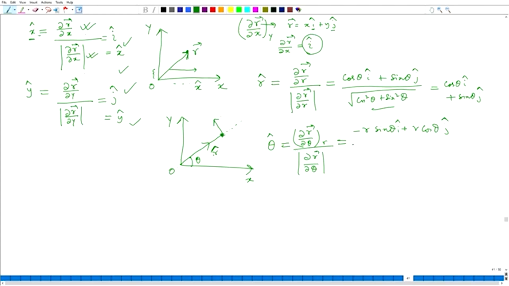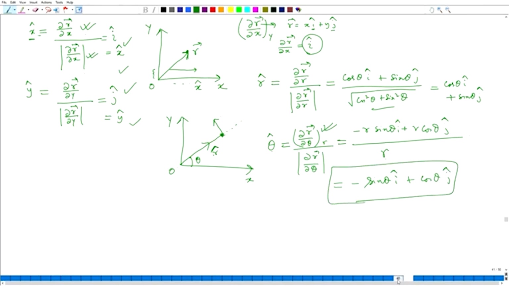What will be the modulus of this? This will no longer be 1. The modulus of this vector has magnitude r, because it is the square root of r square sin square theta plus r square cos square theta, which is r. That is why theta cap is minus sin theta i cap plus cos theta j cap.